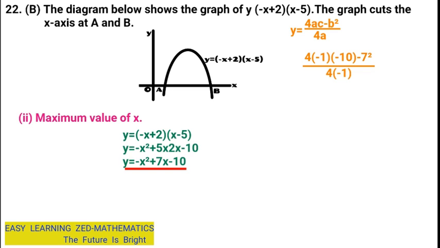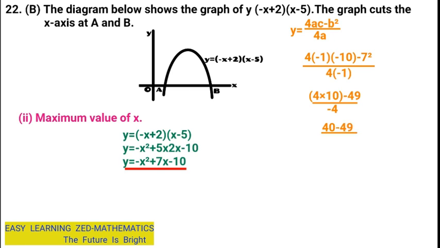Next I'm going to deal with the brackets. I'm going to write 4, then multiply negative 1 by negative 10, which gives me positive 10, which I multiply by 4. Minus the square of 7, which is 49. Over 4 multiplied by negative 1, which gives me negative 4. Dealing with the multiplication first, 4 by 10 gives me 40, minus 49, over negative 4.